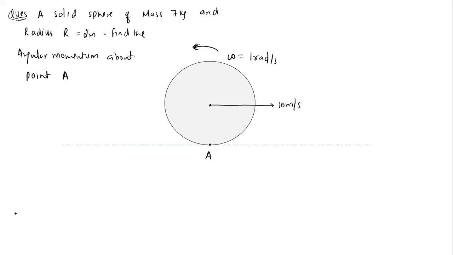Again, we have to use the same formula. What is that formula? The angular momentum about any point is given by the moment of inertia through the center of mass into omega plus m r cross v vector. So this is the formula which we have to use here. It is a solid sphere, so you should know the formula of the moment of inertia through the center of mass for the solid sphere.